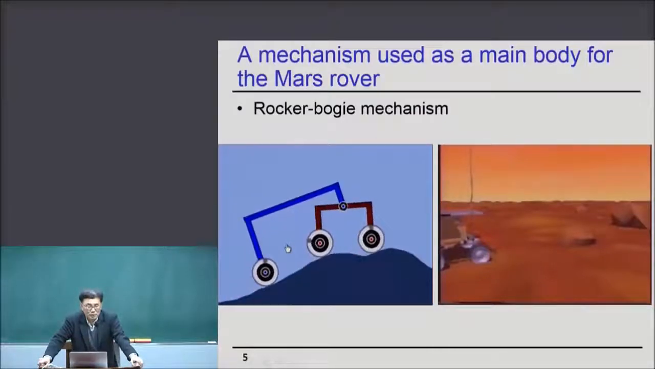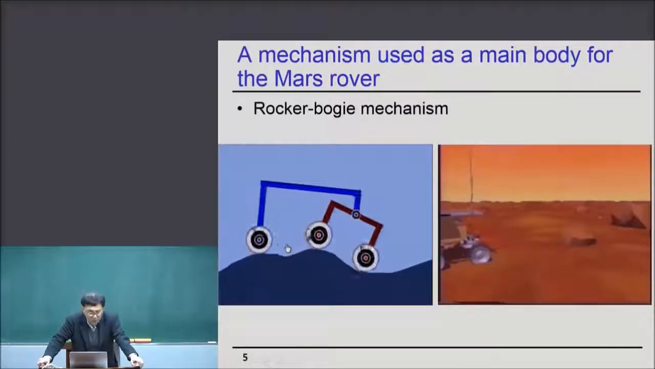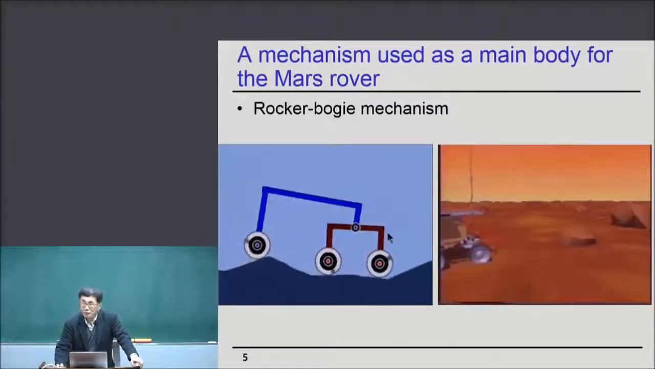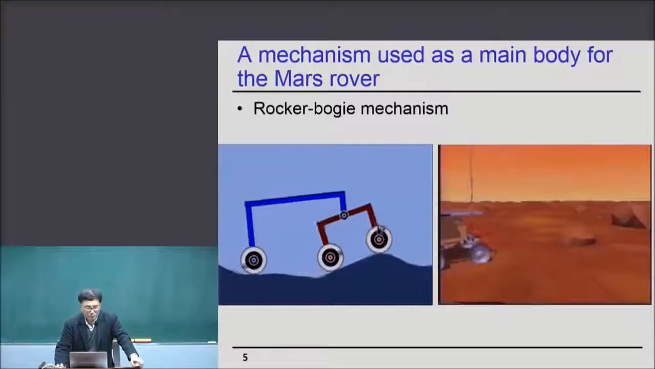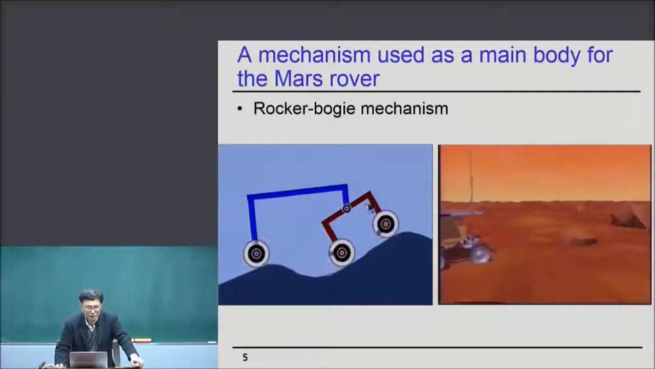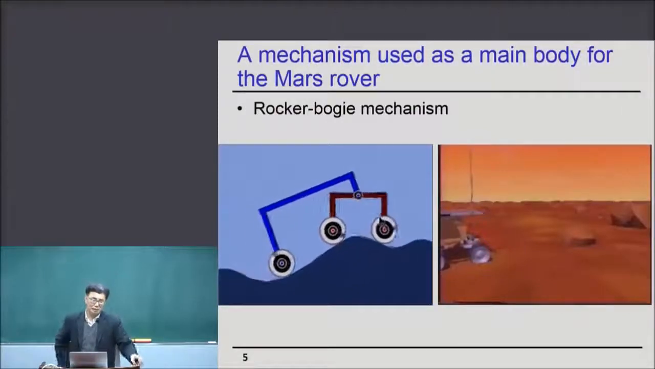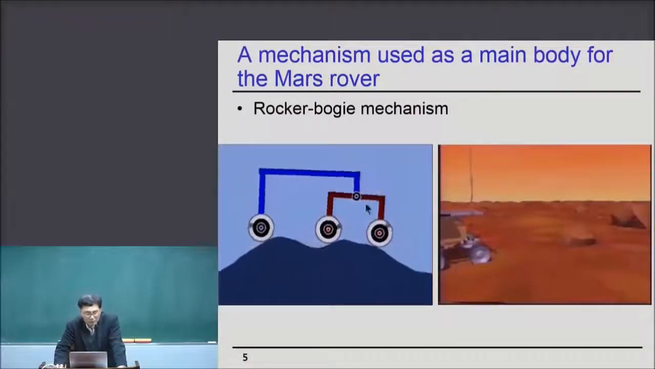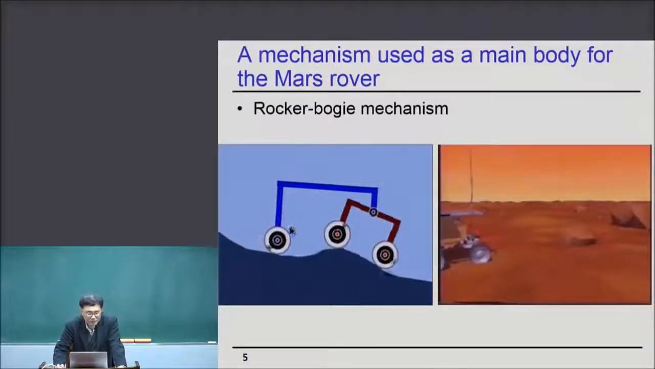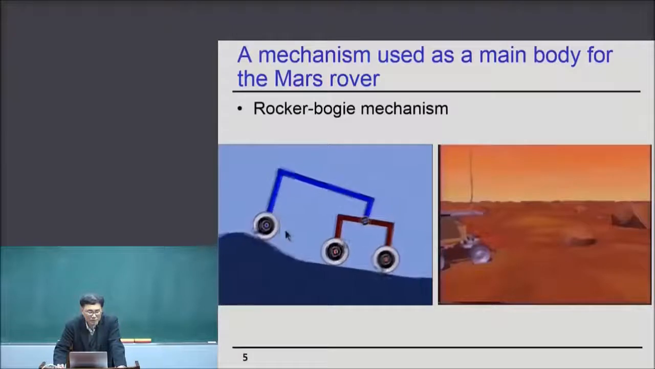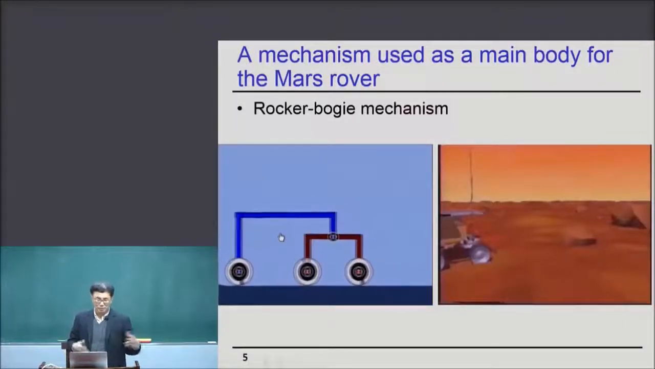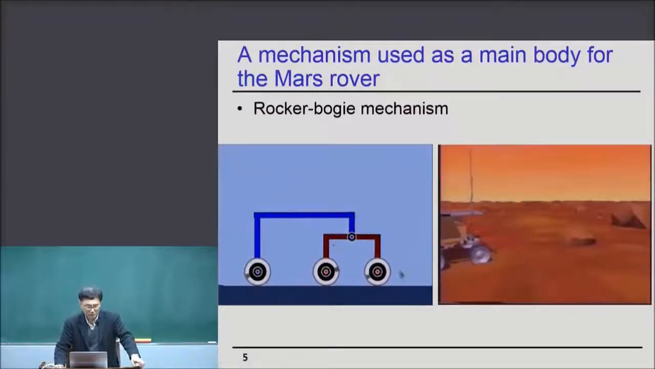which we call the Rocker-Bogie mechanism. In this dynamic movie clip, you see two wheels and one fixed frame. That is the main body of the vehicle. But it has a pivot joint, and a fixed link is connected to the other wheels. And then it has three wheels on the left side and three wheels on the right side.